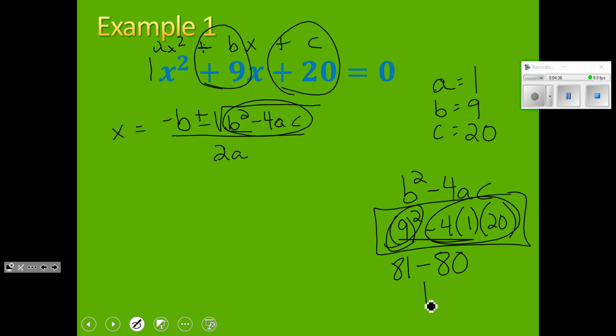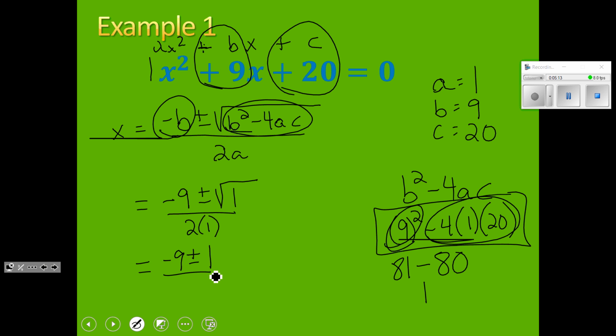So this is going to be negative b. I like to sometimes call it the opposite of b. So if b is positive 9, the opposite of that would be negative 9 plus or minus the square root of 1, all divided by 2 times 1, or just 2. My question is, what do you know the square root of 1? Is it perfect? Yes, the square root of 1 is 1. So you can keep going. This will be negative 9 plus or minus 1 all over 2.